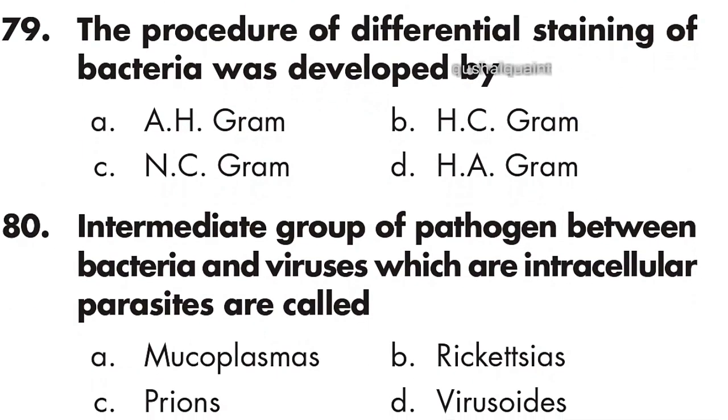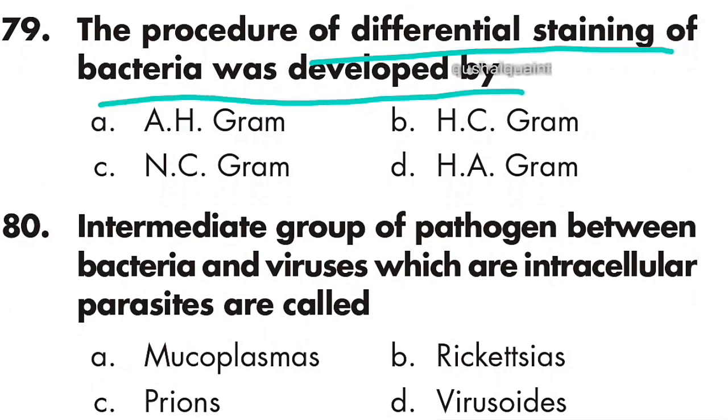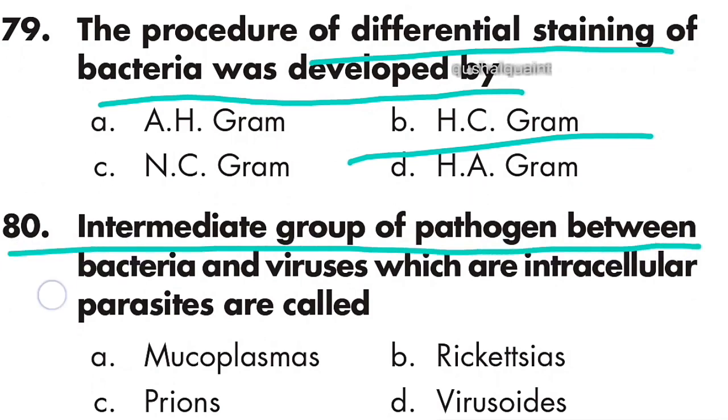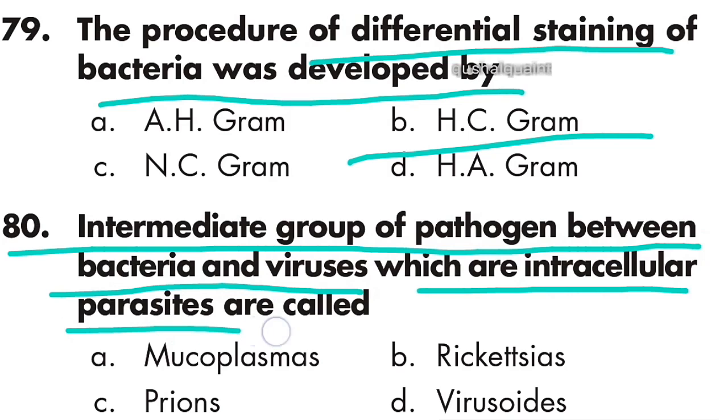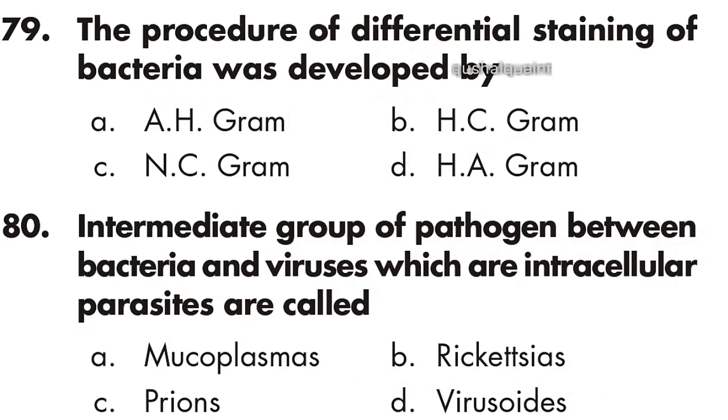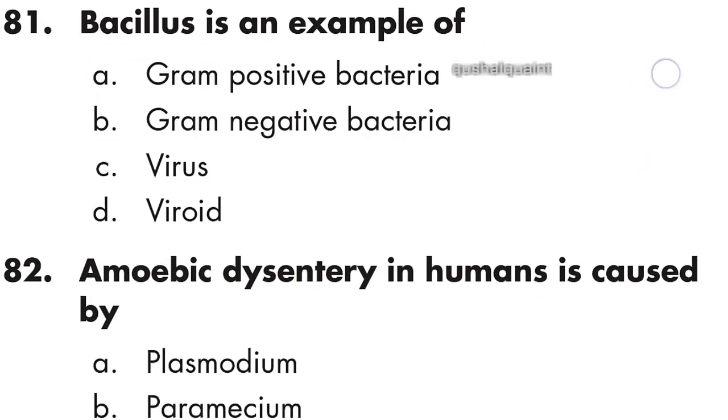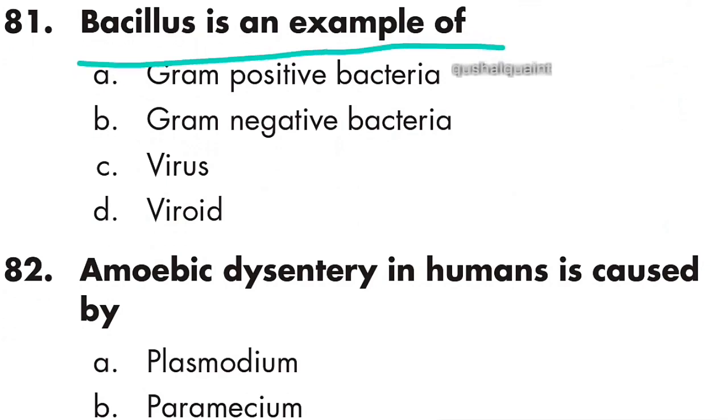Question 79: the procedure of differential staining of bacteria was developed by S.C. Gram. Option B is right, Gram. Question 80: the intermediate group of pathogens between bacteria and viruses, which are intracellular parasites, are called Rickettsia. Option B is right, Rickettsia. Question 81: Bacillus is an example of gram positive bacteria. Option A is right, gram positive bacteria.